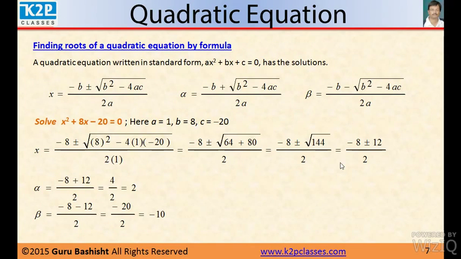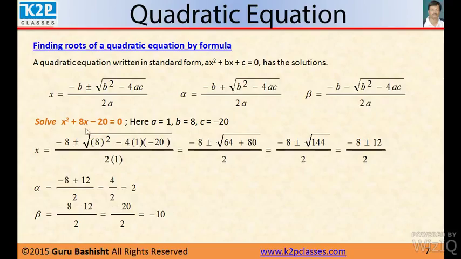Now, finding roots of a quadratic equation by formula. A quadratic equation written in the standard form ax square plus bx plus c equal to 0 has the solution x equal to minus b plus minus root under b square minus 4ac by 2a. So there are two roots of a quadratic equation. One is called alpha, one is called beta. So alpha is minus b plus root under b square minus 4ac by 2a, and beta is minus b minus root under b square minus 4ac by 2a.